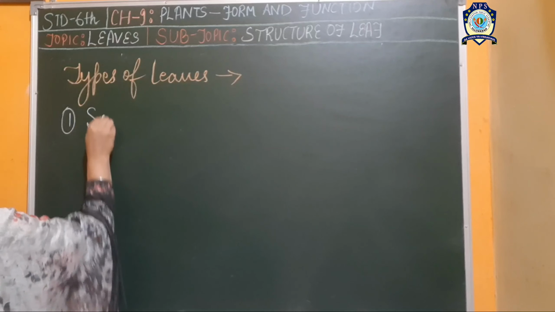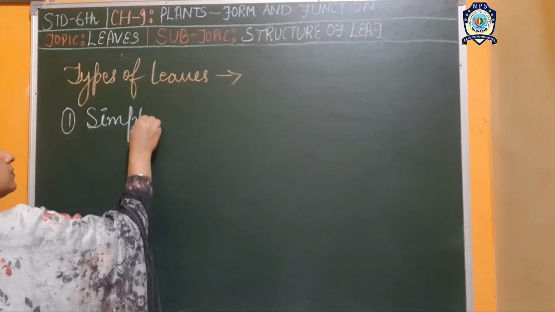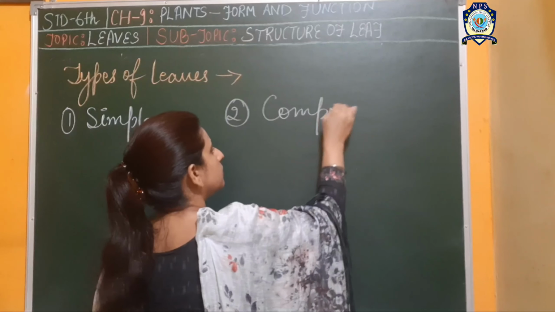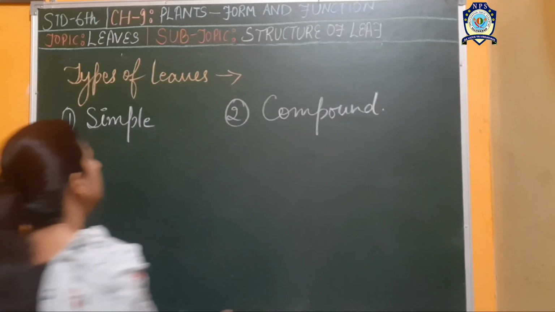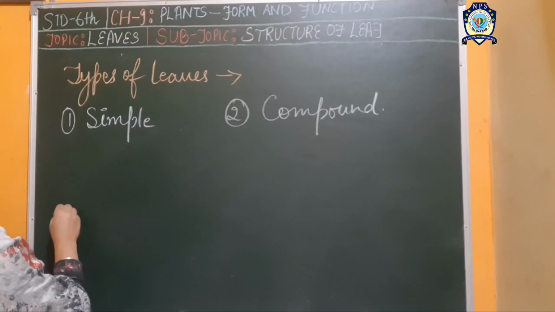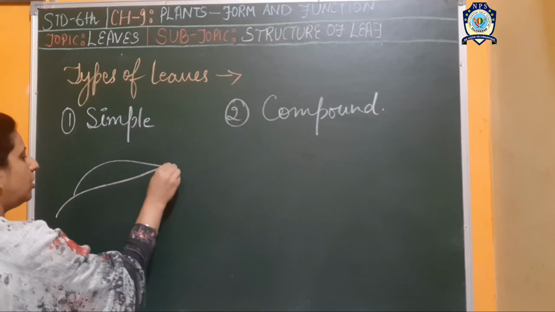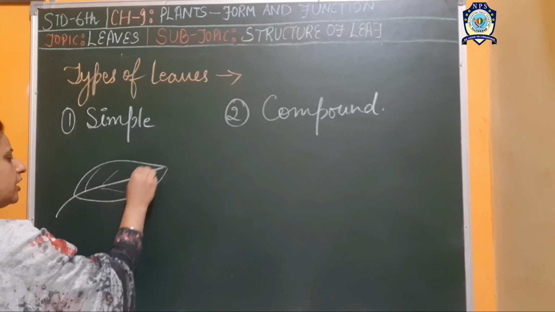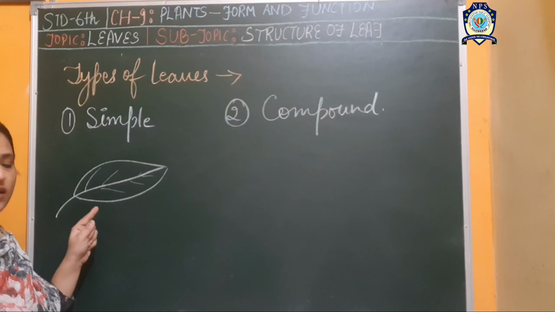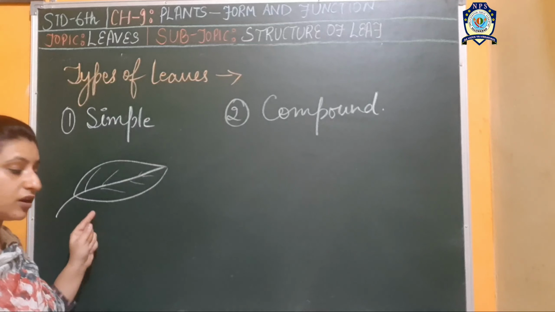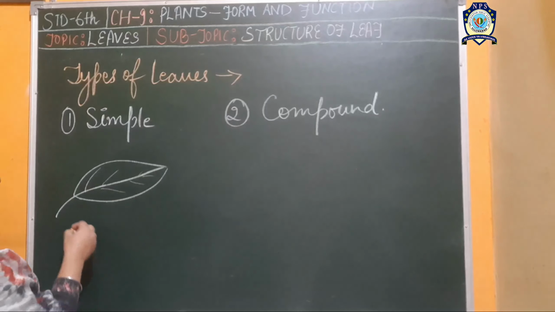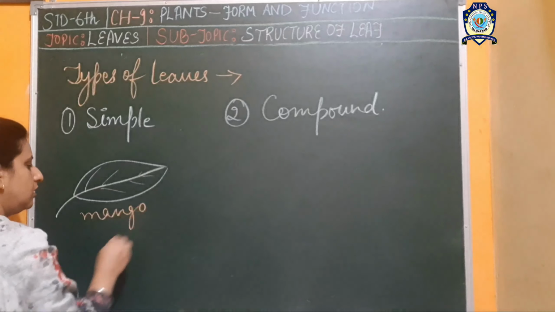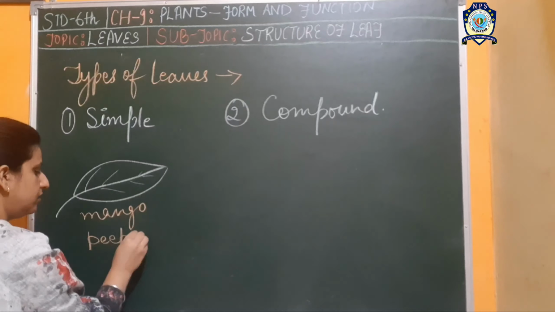First is simple, and second one is the compound. So if I talk about the simple, in case of simple, the lamina of the leaf is undivided. So it is not very well divided, okay, or you can say the venation is not so much proper. So under this the examples are mango, then peepal, and many more examples are there.